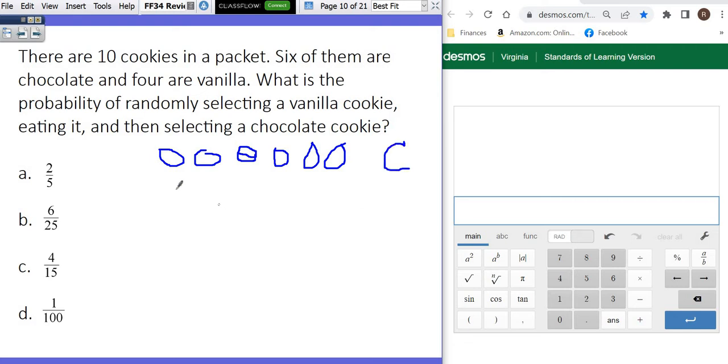So I'm going to put a C there. Then I'm going to do 4 vanillas. So 1, 2, 3, 4. And those, I'm going to put a little mark there, are vanilla. So I've got 10 cookies. I've got 6 chocolate, 4 vanilla. It says, what is the probability of randomly selecting a vanilla cookie? So let's do that. We're going to select 1, eating it, and then selecting a chocolate.